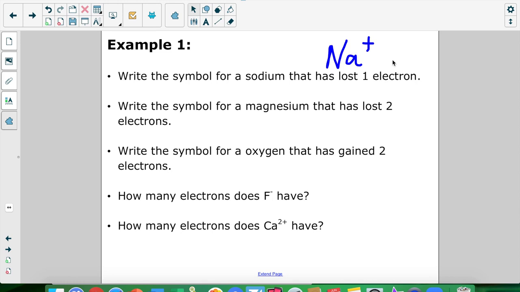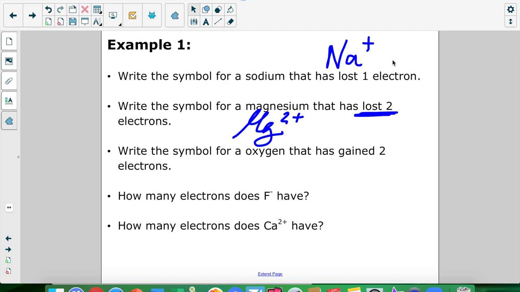Now it says, write the symbol for a magnesium that has lost 2 electrons. Magnesium, on the periodic table, has the symbol Mg. The loss of 2 electrons leaves the magnesium with 2 positive charges because now the number of electrons is lower than the number of protons. So there are more positive charges than negative. That's why it's positive. Again, losing electrons means losing negativity. Therefore, the ion becomes positive.